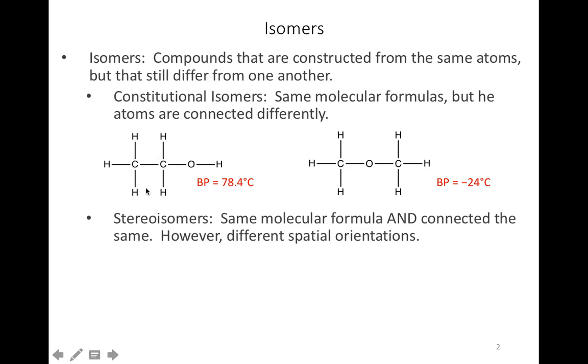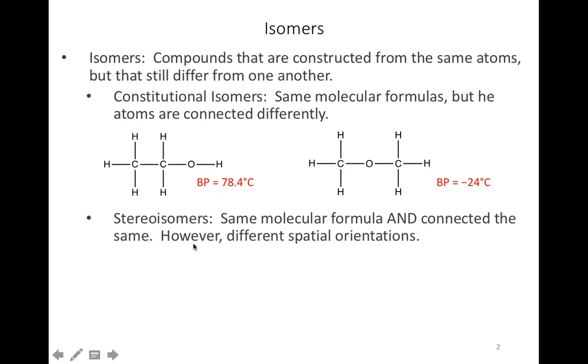Right, we have the difference between ethanol and dimethyl ether. And even though they both have 2 carbons, 6 hydrogens, and 1 oxygen, because they're connected differently, they are actually different compounds, right? And just an example of a property that differs between them: the boiling point of ethanol is 78.4 degrees Celsius, and the boiling point of dimethyl ether is negative 24 degrees Celsius.